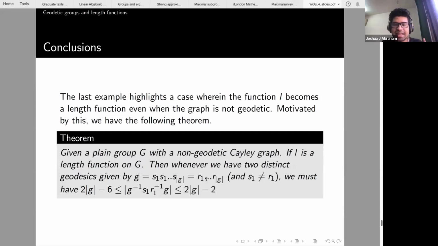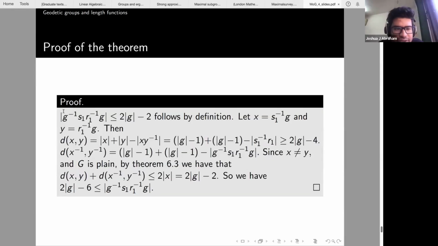So these are geodesic. So the distance of these two elements from the identity in the Cayley graph is just mod G minus 1. But now the length function is twice the actual length in the Cayley graph. So it turns out that even if you just do the free reduction, you'll get this inequality. So this must hold. And now you define these two elements, S1 inverse G and R1 inverse G.